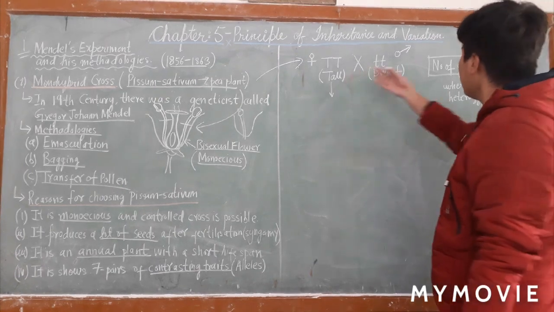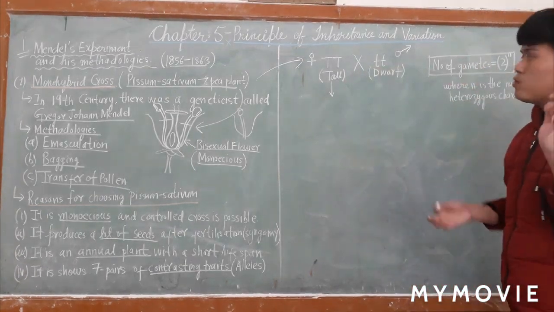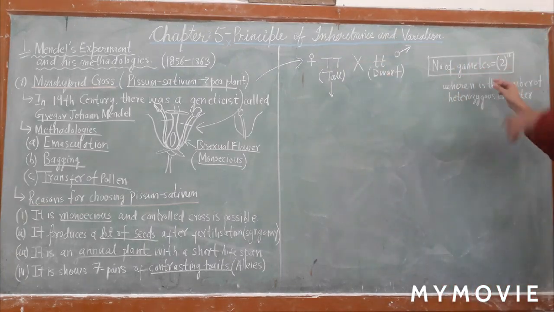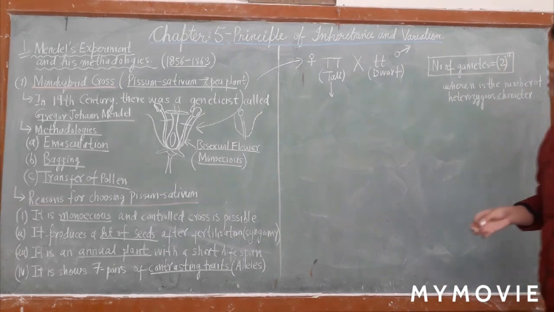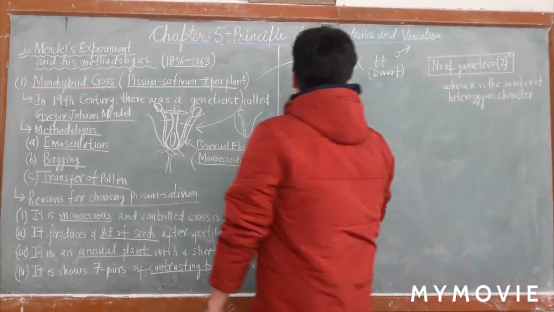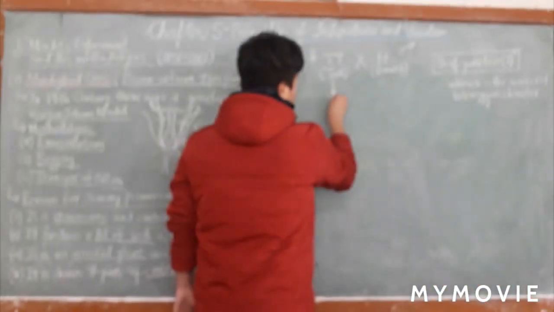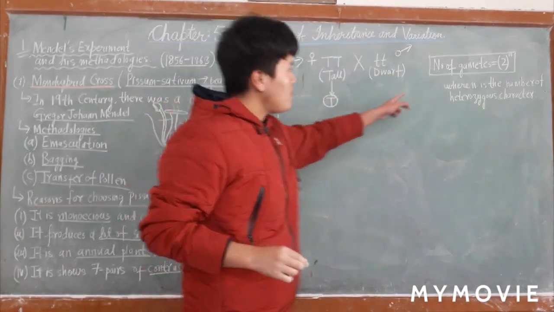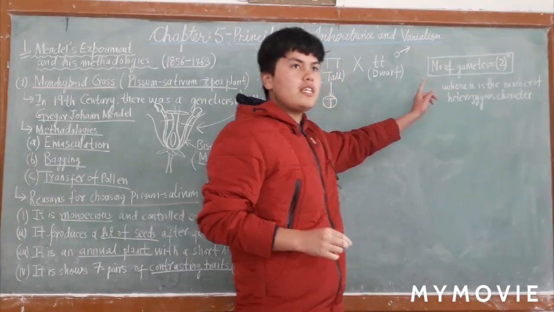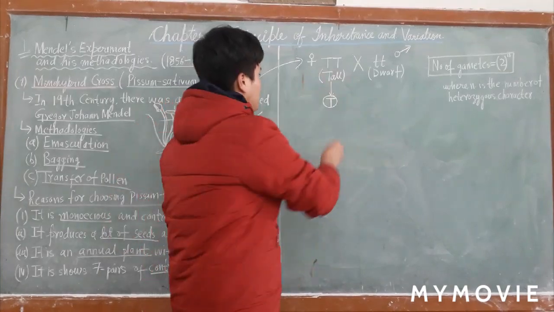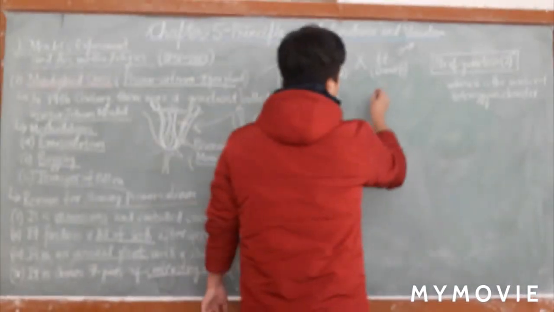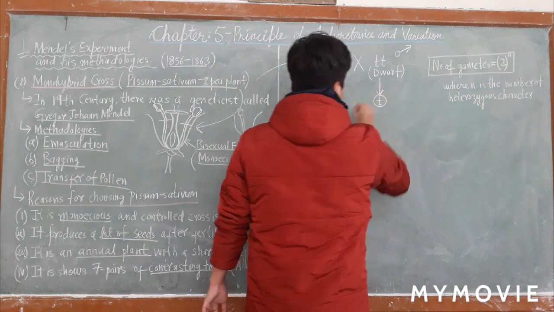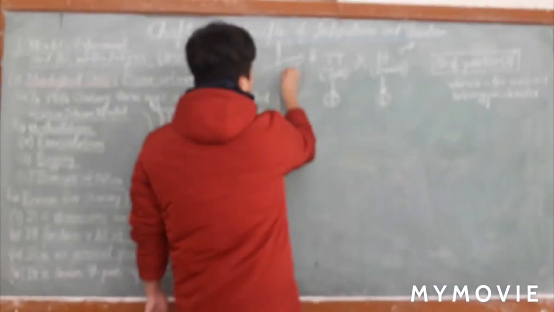Now here, how many heterozygous characters are present? None, they are all homozygous. So the value of n is 0, and anything raised to the power 0 is 1. So the gamete is T. The number of gametes actually gives the number of types of gametes. So the tall plant gives T gametes. Okay, so these are your parents.